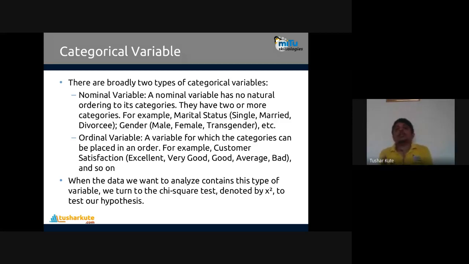In common, 2 kinds of categorical variables are present. The first one is called nominal variables. A nominal variable has no natural ordering to its values. Ordering is not there.